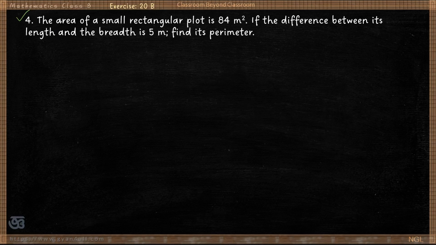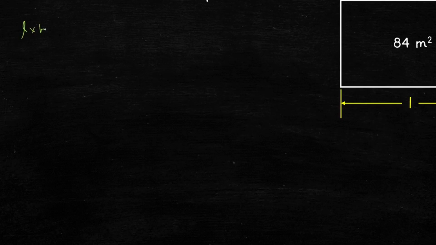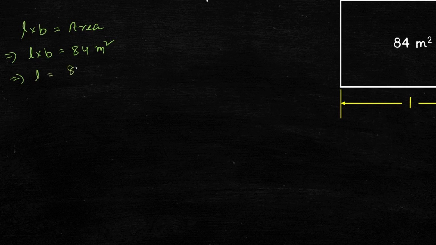Question number 4. The area of a small rectangular plot is 84 meters square. If the difference between its length and the breadth is 5 meter, find its perimeter. So area is given. Length into breadth is equal to area. L into B is equal to 84 meter square. From this we get L is equal to 84 divided by B meter. So this is equation number 1.